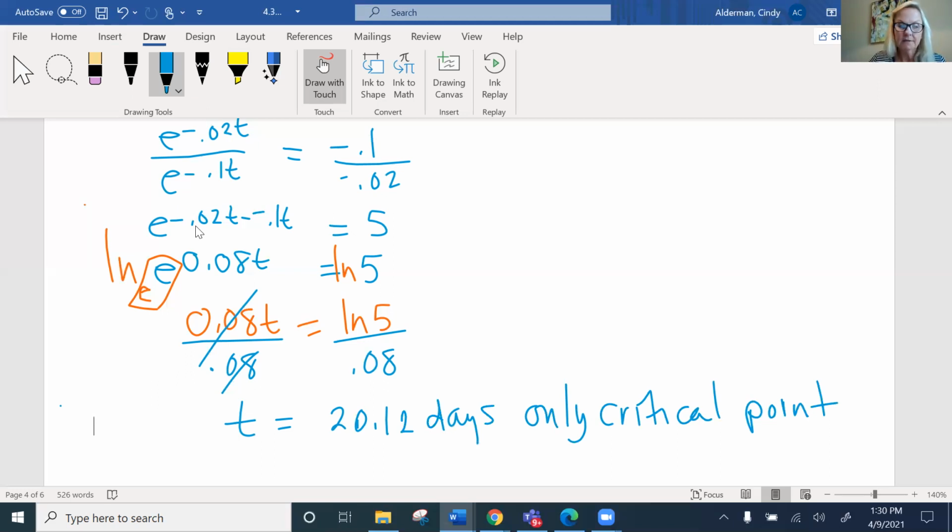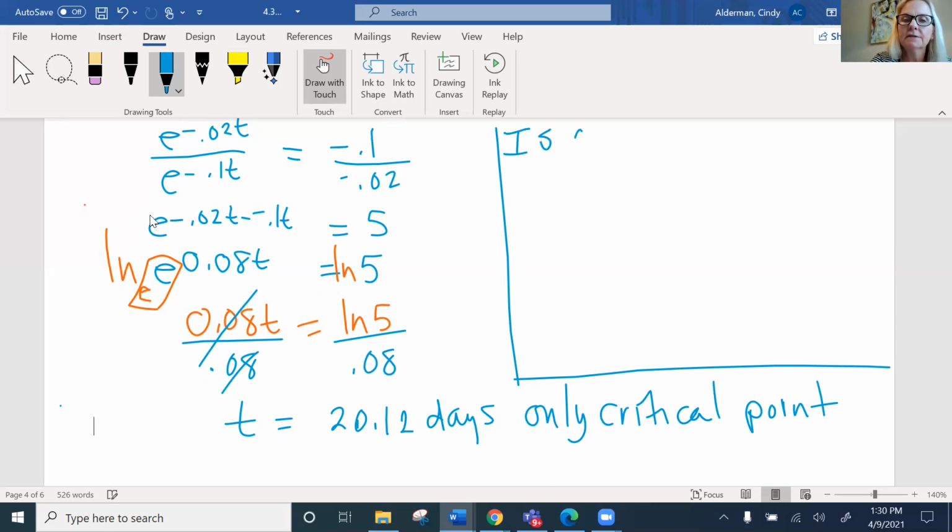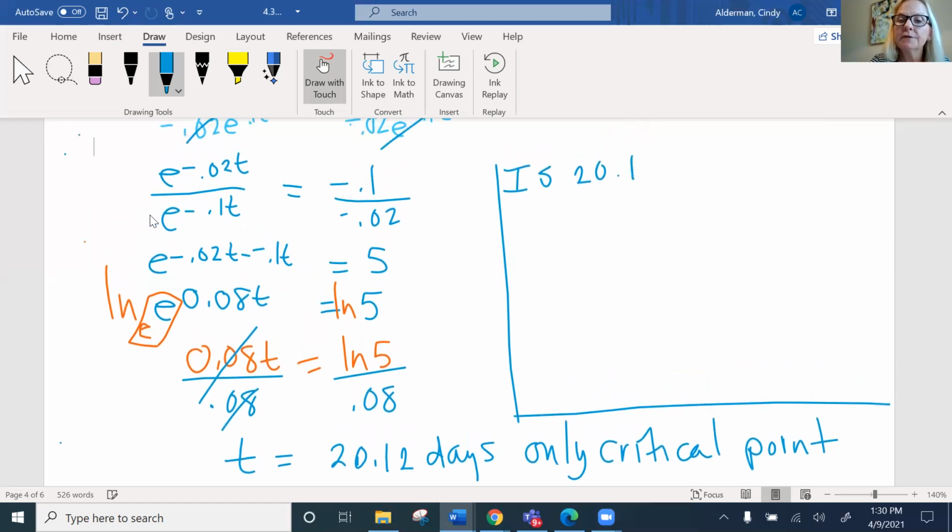So let's see if it's a max or not. Let's see if I can put it here. So we're going to ask, is 20.12 a max? Well, we can use the second derivative test to do that.